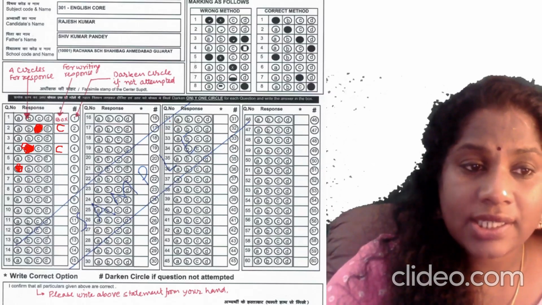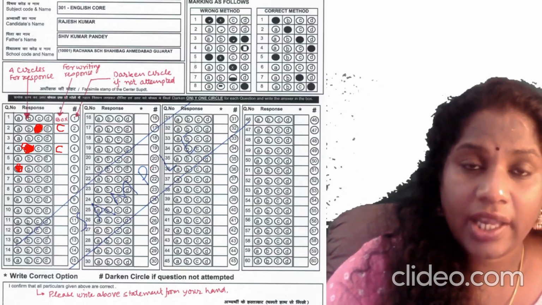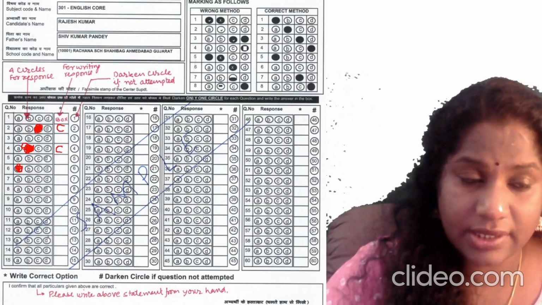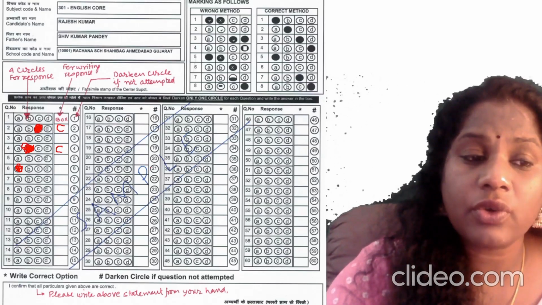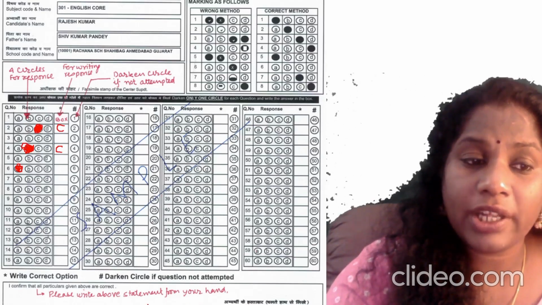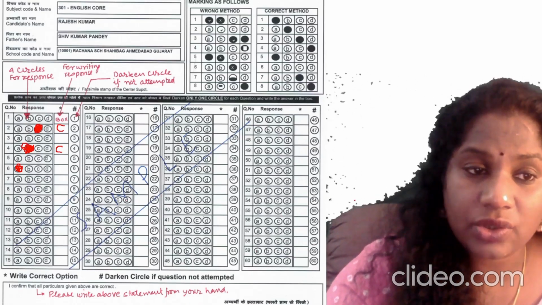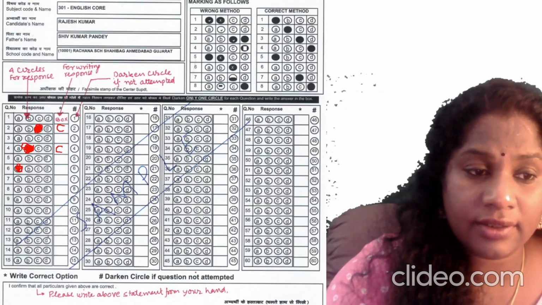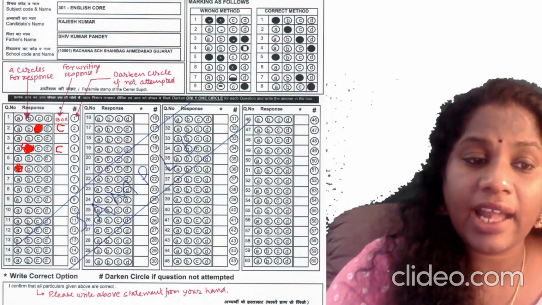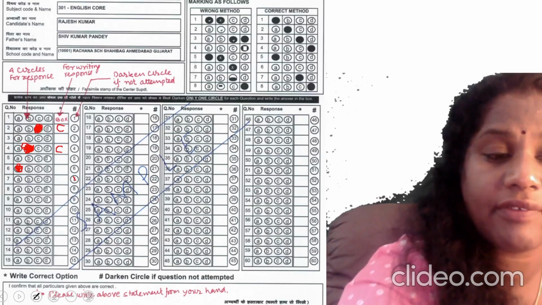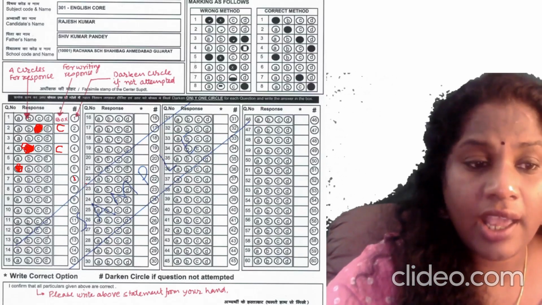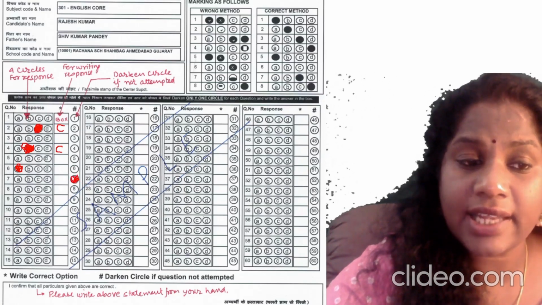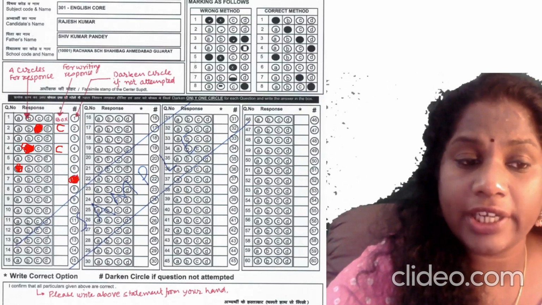Now, what is this hashtag for? It is for the answers that you have not attempted. I don't know the answer for question number 7. So what am I supposed to do? I should go to the hashtag section. I should go to circle 7 and I have to darken 7, telling them that I have not attempted 7.